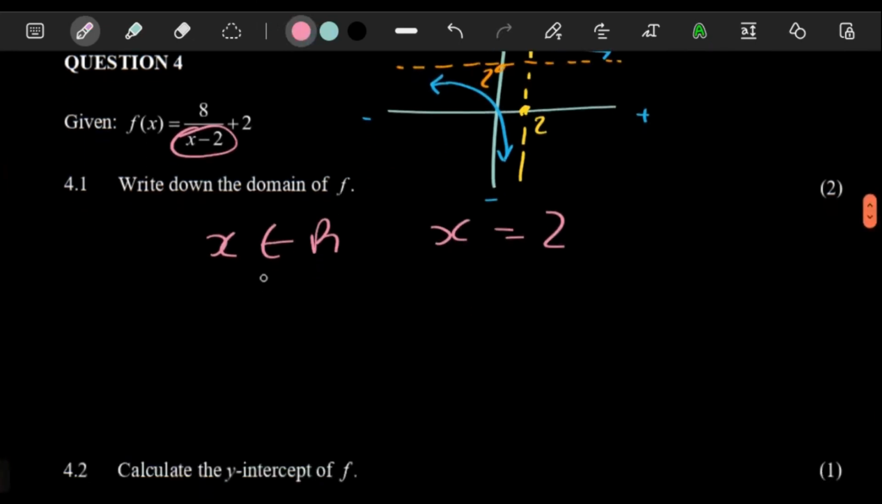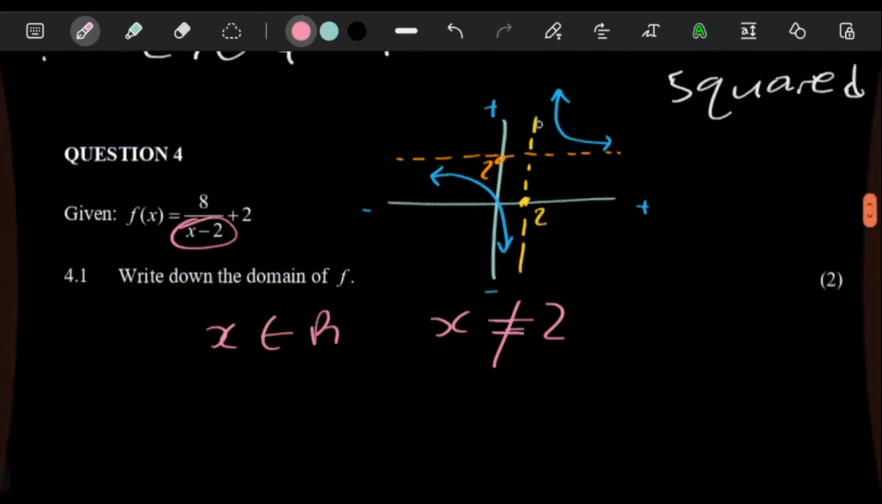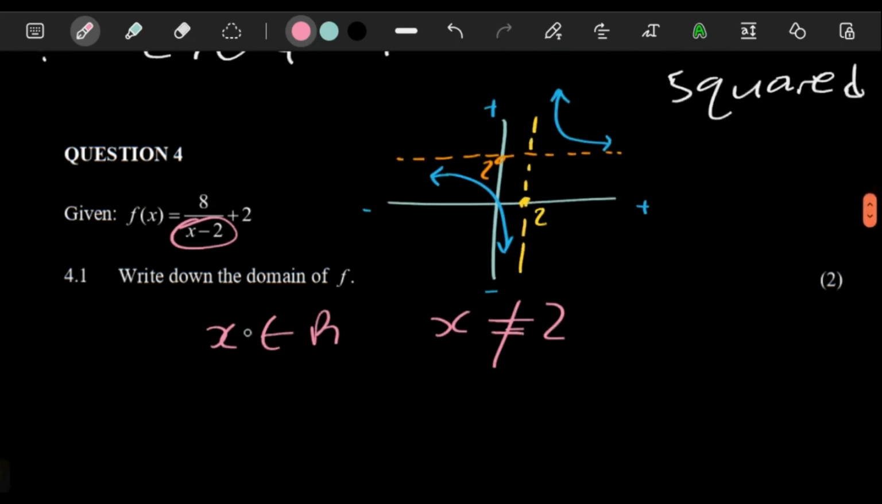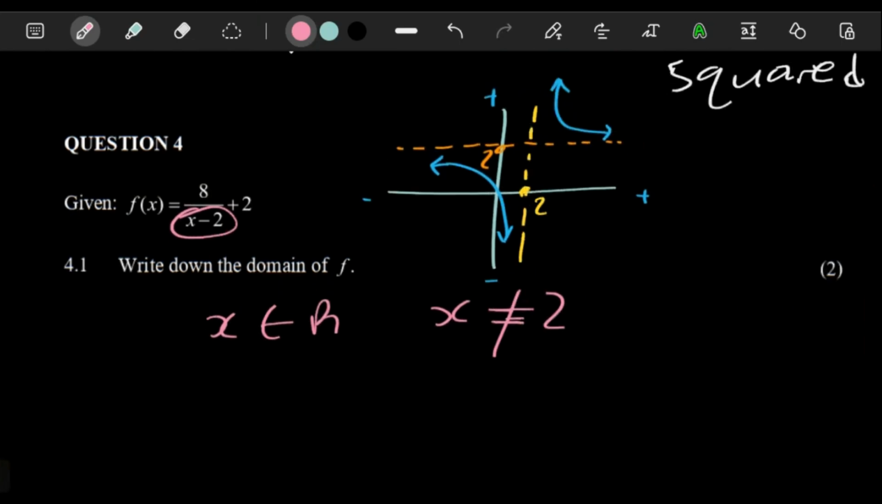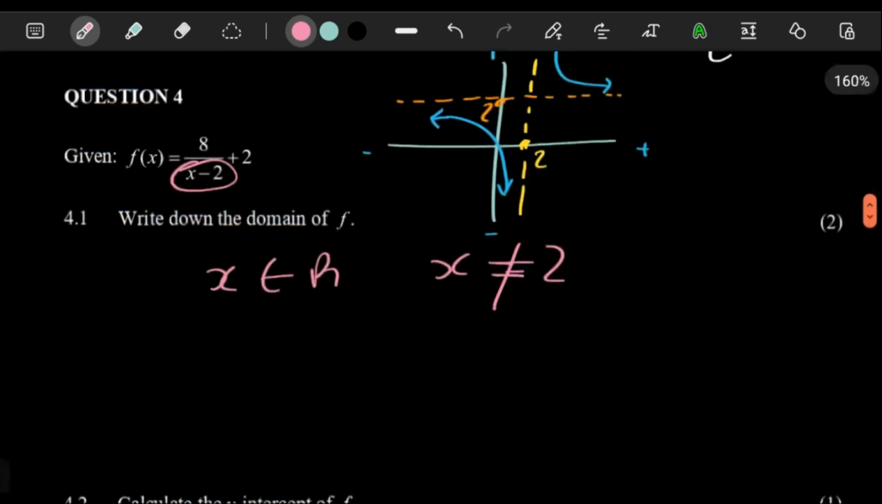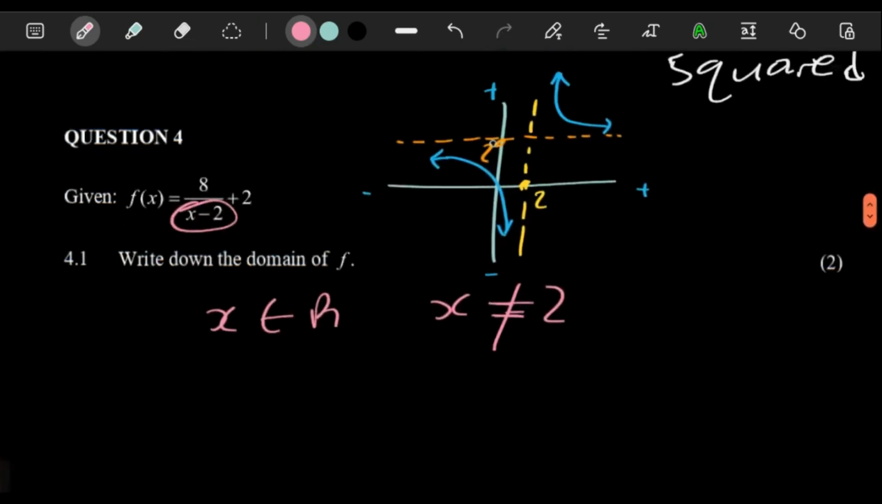Oh, wait, no. We said x is an element of R, but x cannot be equal to 2, because your graph is not going to touch positive 2. If you were asked for the range, you would say y is an element of R, but y cannot be equal to 2.